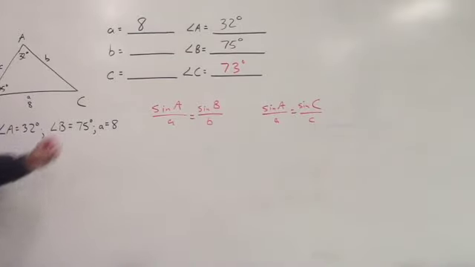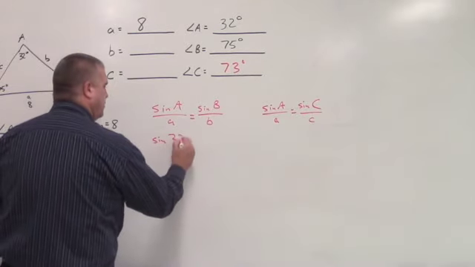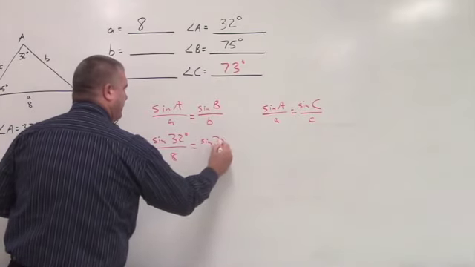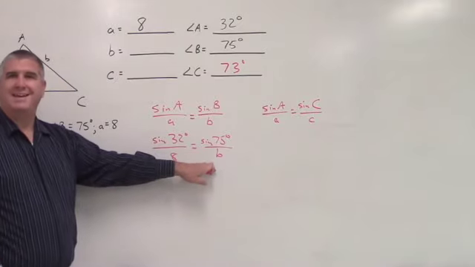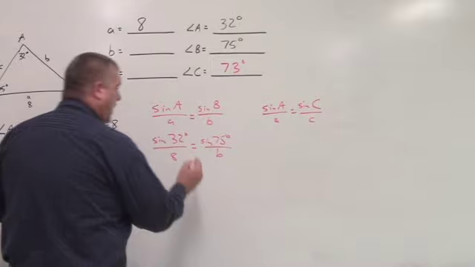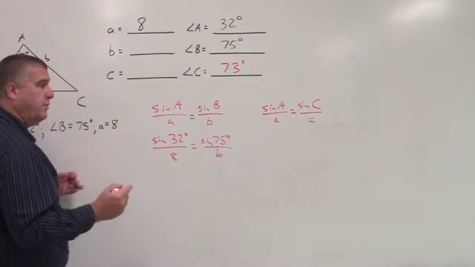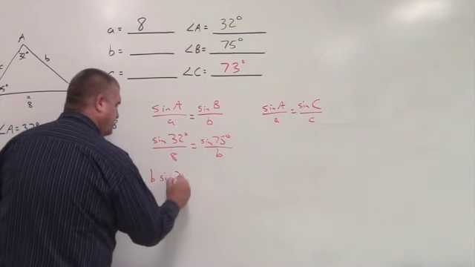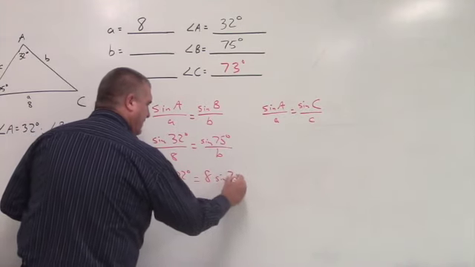So now I'm going to plug in values for each of these. So this will be the sine of 32 degrees over 8 equals the sine of 75 degrees over B. Make sure that when you write B, it doesn't look like a 6 and confuse you. Very important. And then I would use the idea of finding the answer to a proportion with the cross product. So this would be B times the sine of 32 degrees equals 8 times the sine of 75 degrees.